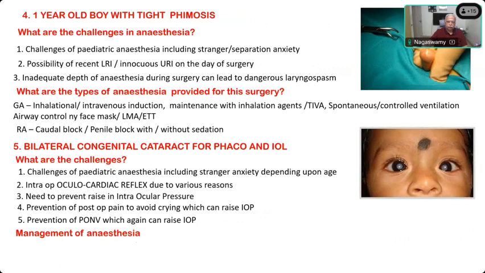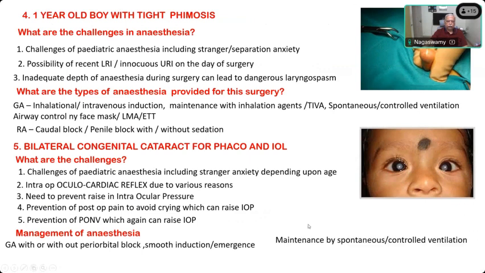Okay, so these are all the questions you should be prepared to answer. So GA with or without periorbital peribulbar block, smooth induction and emergence is required because you should not cause any raise in IOP. And maintenance can be done with either spontaneous or controlled ventilation.